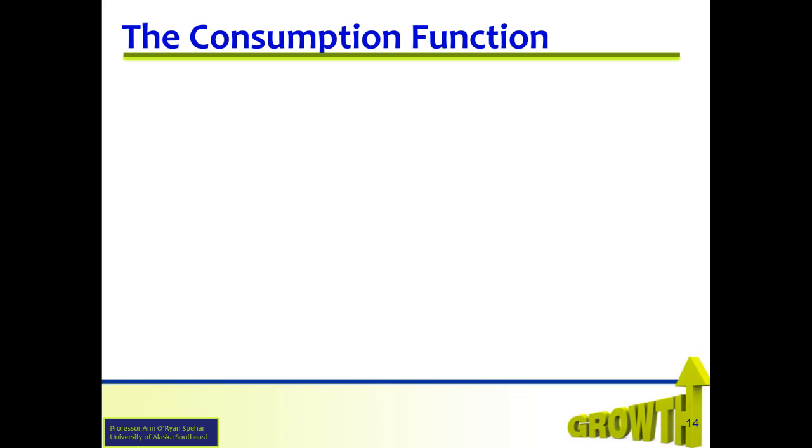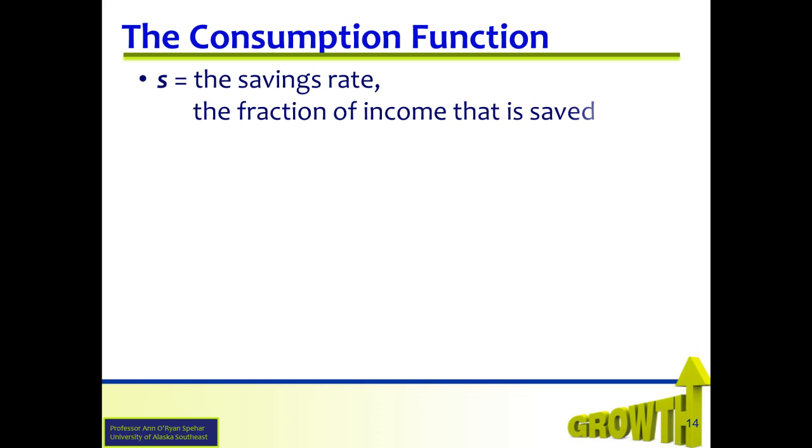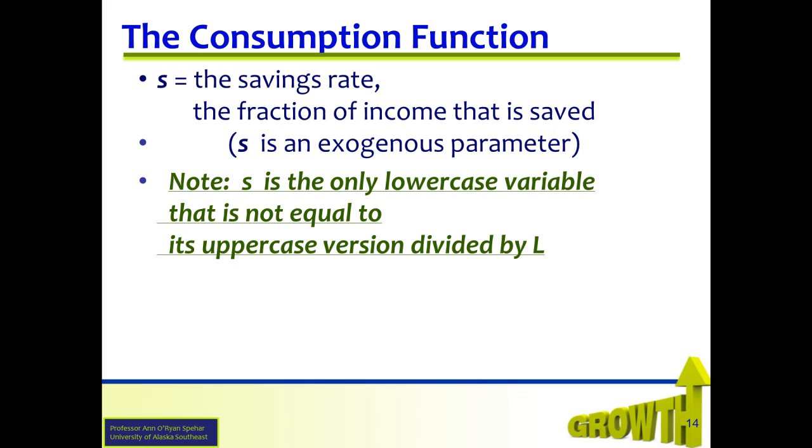Let's consider the consumption function. Remember that our consumption function told us that our income was divided between savings and consumption. So let's let little s equal the savings rate, or that fraction of income that is saved. Little s is an exogenous parameter determined by outside forces, like government policy, consumer preferences, or other institutional forces. Note that s is the only lowercase variable that is not equal to its uppercase version divided by L. It's just a savings rate.